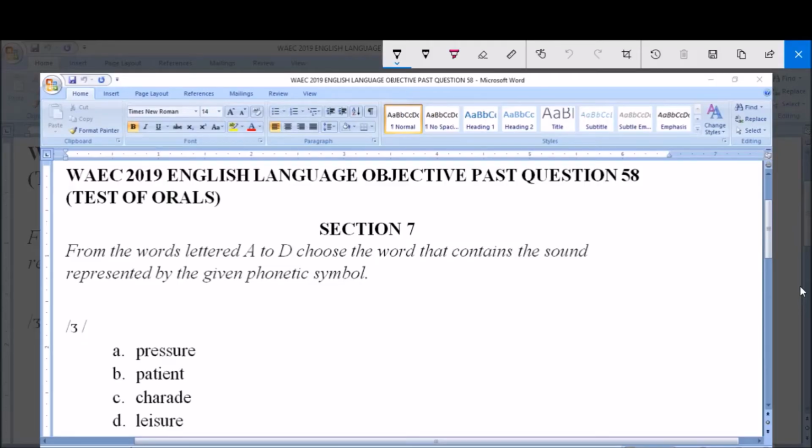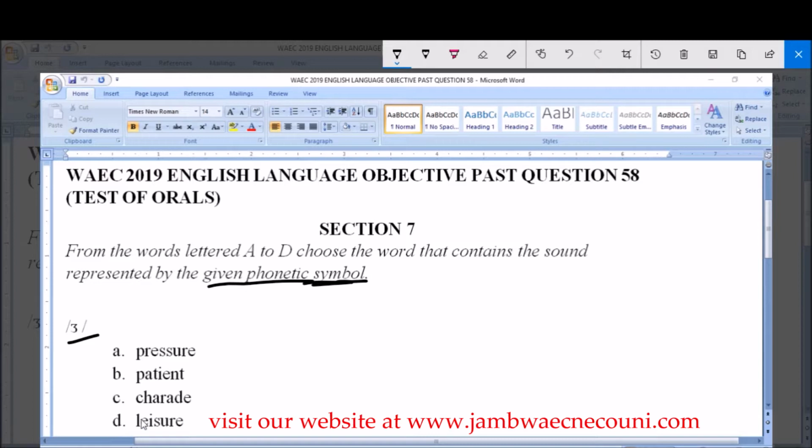Hello, I'm going to be answering WAEC 2019 English Language Objective Past Question 58 on the test of orals, section 7. The instruction is: from the words lettered A to D, choose the word that contains the sound represented by the given phonetic symbol. The given phonetic symbol here is ʒ, a consonant sound, and option A is pressure, B is patient, C is charade, D is leisure.